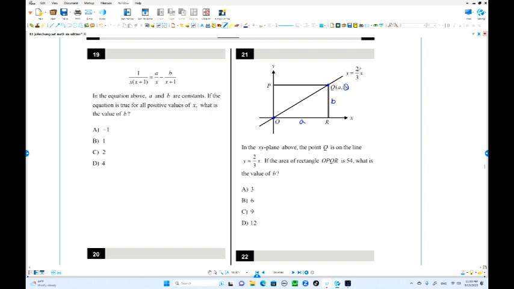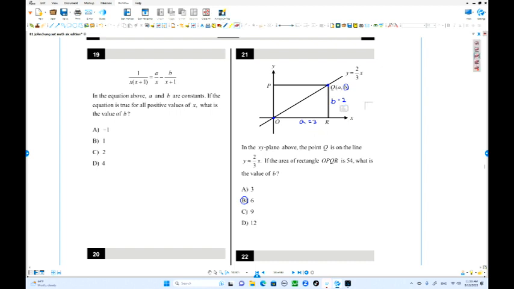For example, if we take b is 2 and a is 3, then 2 times 3 is 6. The area is only 6, but this is 54. It's 9 times, because 6 times 9 is 54. The area is 9 times, which means the length is the square root of 9 times, which is 3 times. So 6 times 3 is 18... if this is 6 and this is 9, 9 times 6 is 54. In this case, the value of b is 6. You can use this method.